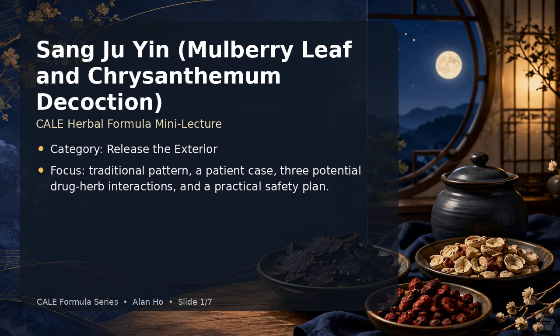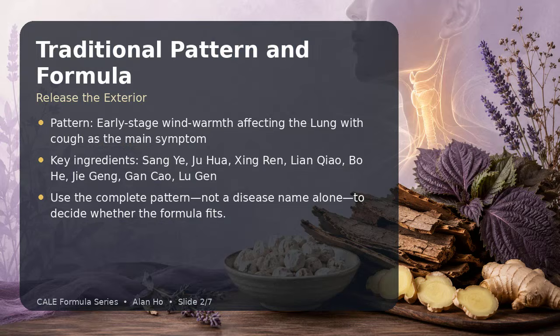The purpose is educational. Herbal formulas are selected by pattern, but medication safety still requires attention to pharmacology, dose, duration, and the individual patient. Traditionally, Sang Ju Yin is classified under release the exterior. A representative pattern is early-stage wind warmth affecting the lung with cough as the main symptom. Important ingredients include Sang Yi, Ju Hua, Xing Ren, Lian Qiao, Bo He, Jie Geng, Gan Cao, Lu Gen.